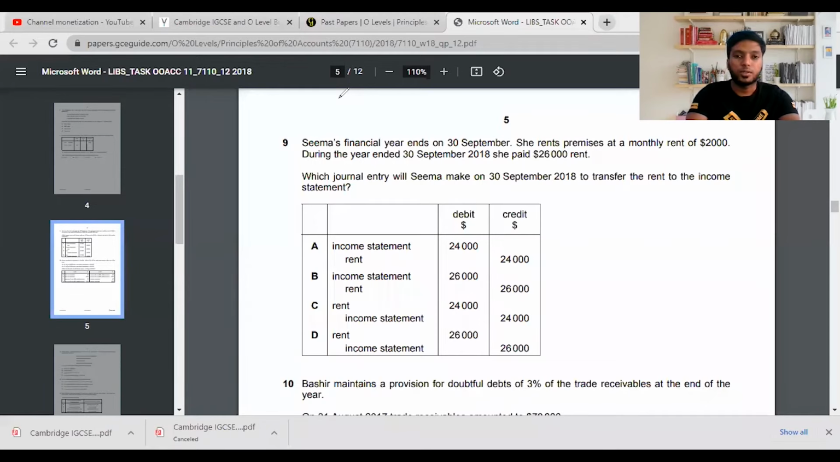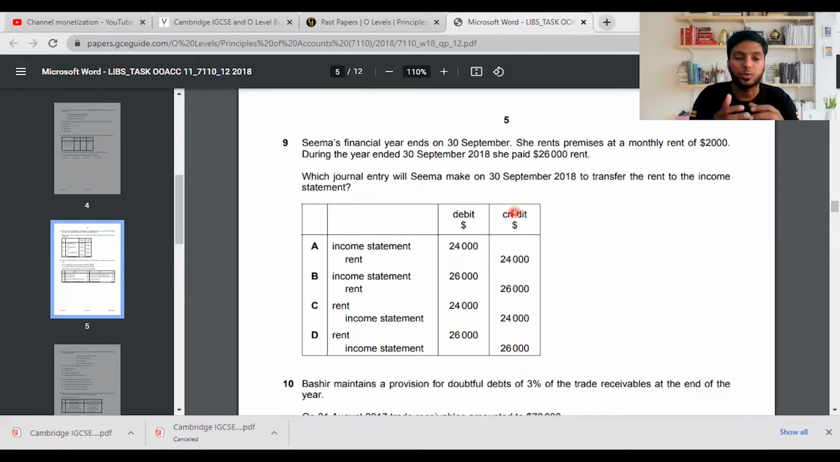Moving on to the ninth question of the sum, it says that Seema's financial year ends on 30th September. She rents premises at a monthly rent of $2,000. During the year ended 30th September 2018, she paid $26,000 as rent. Which journal entry will Seema make on 30th September 2018 to transfer the rent to the income statement? It's a very easy and straightforward question.